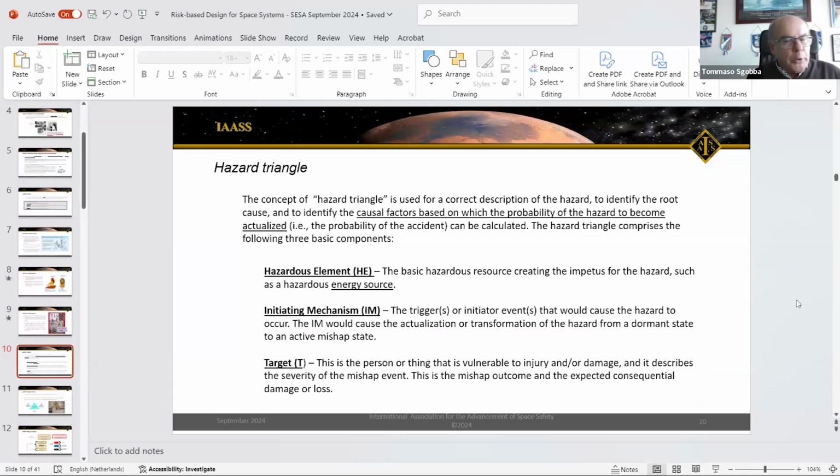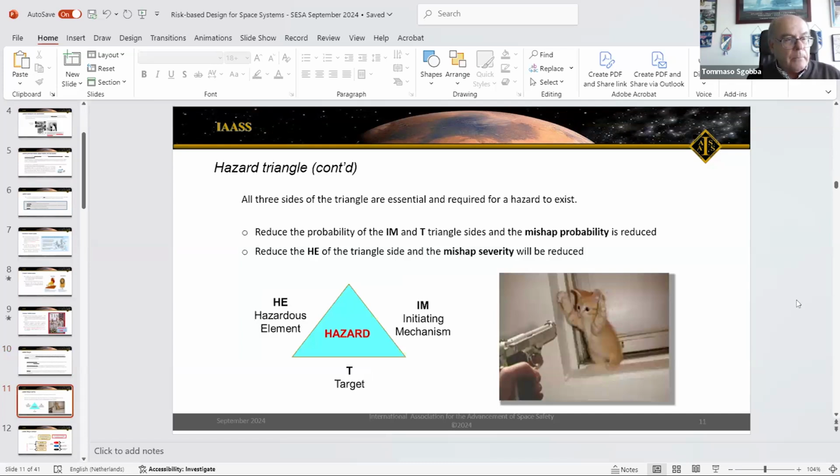Another means to help you understand the hazard and how you identify the various elements and where to act is to think in terms of the so-called hazard triangle. The hazard triangle is the three elements which make a hazard happen. And these three elements are a hazardous element, an initiating mechanism, and a target.